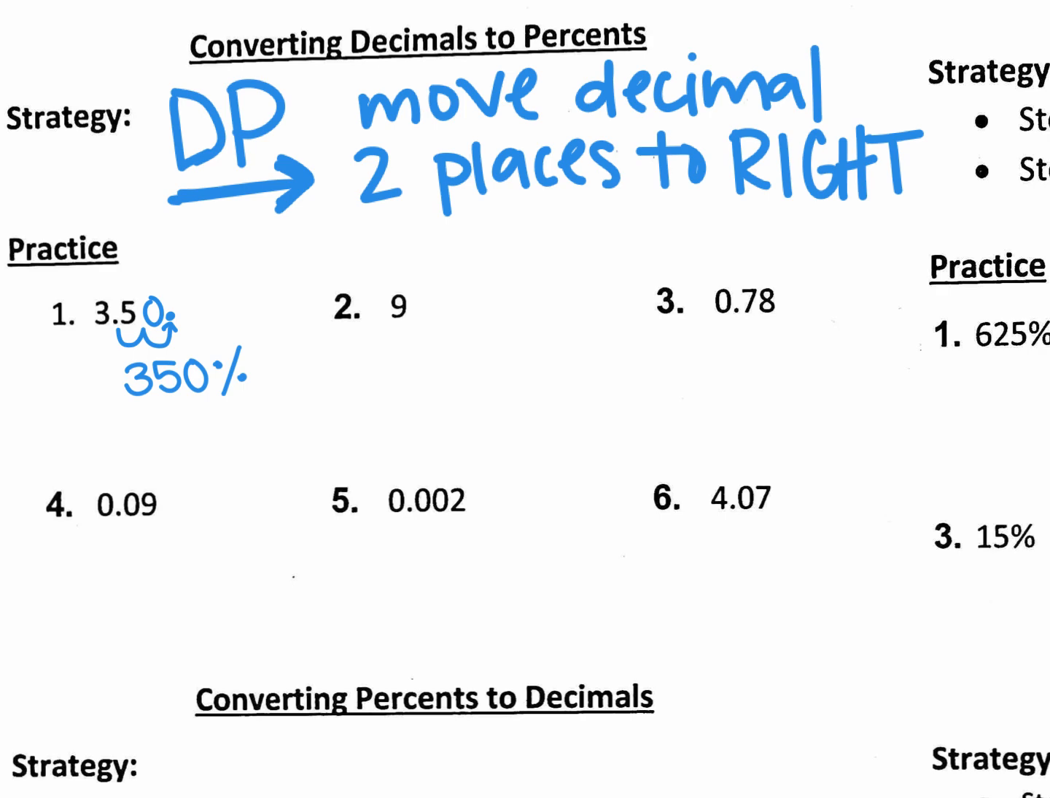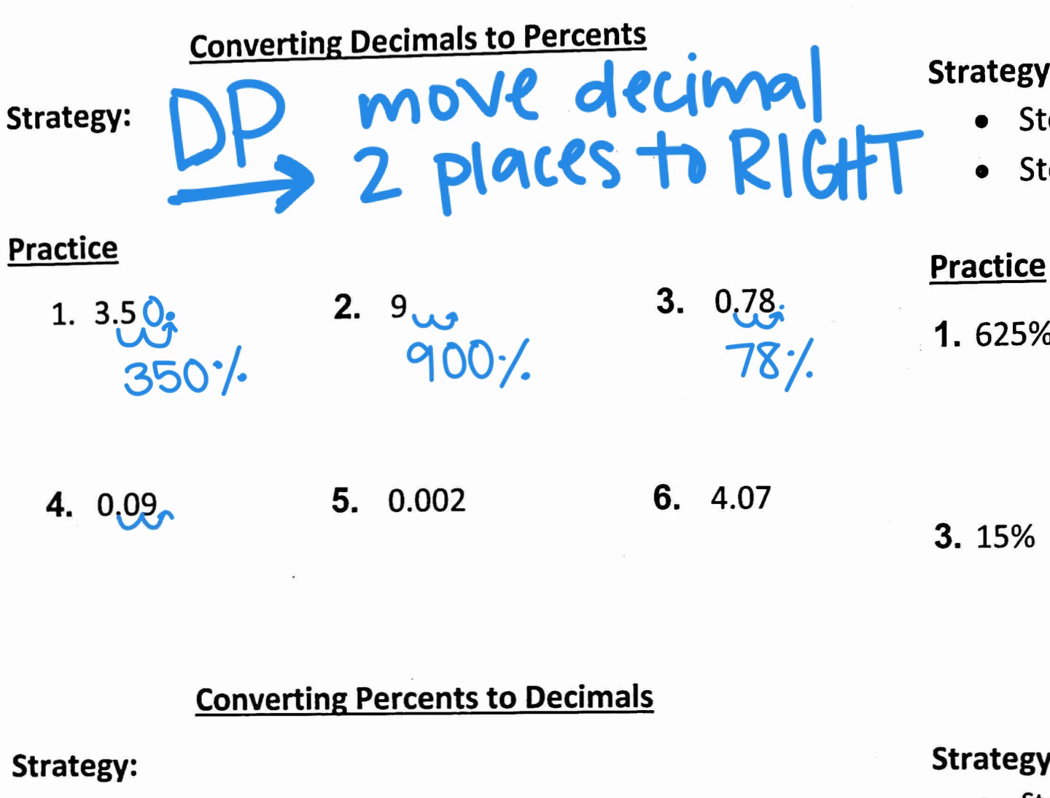So it's 350%. If it's just 9, I don't have a decimal. Where do you think I might start my decimal? At the back. And move it 1, 2 places to the right. So it's 900%. Can we do the rest for ourselves? You can, and you can just check them with me. For 78 hundredths, move that decimal 2 places to the right. So it is 78%. We know that 100% is 1 whole. 78% is less than a whole. It's 78 hundredths.